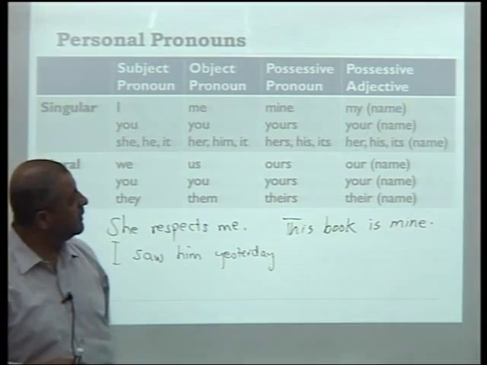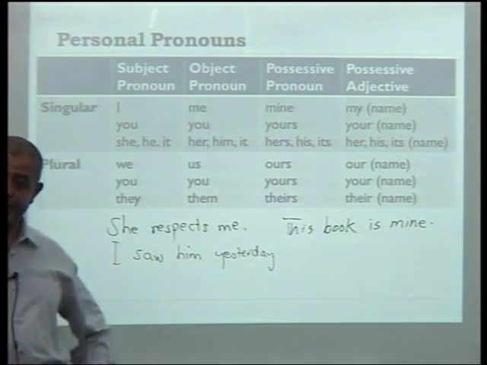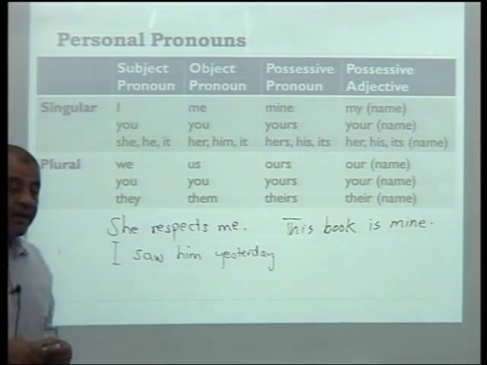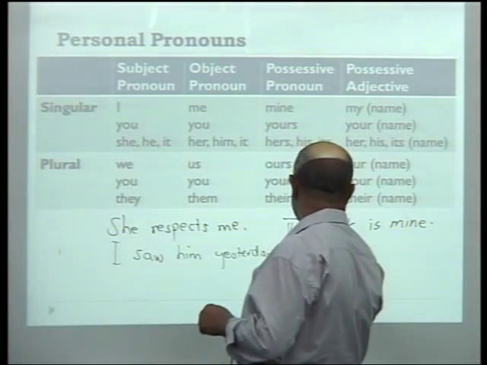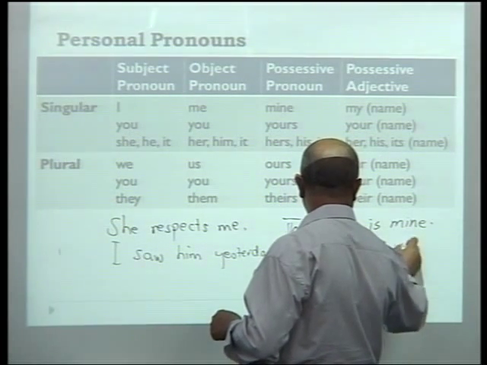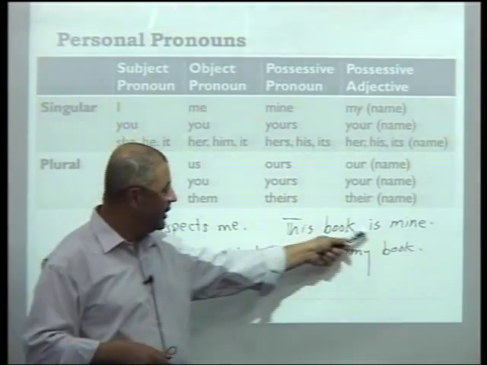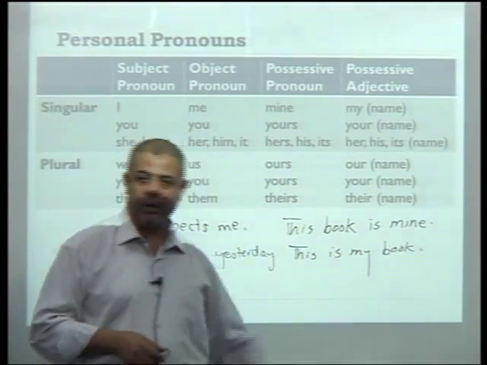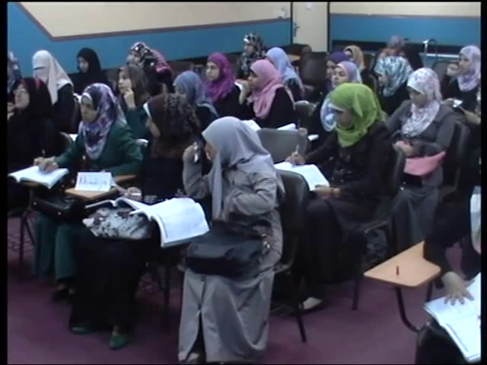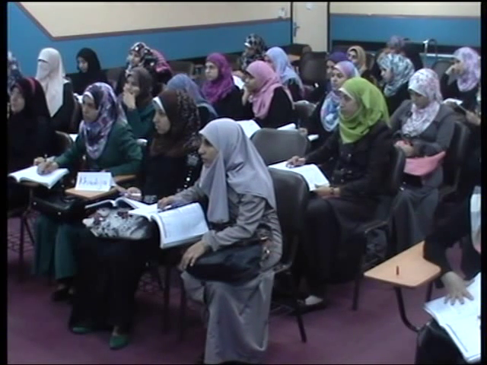And the last group again, possessive adjectives. So we have possessive pronouns and possessive adjectives. This is my book. Now, what's the difference between the first group and the second group? Look, mine and my book. Who can give me the difference? This is my book, followed by a noun. But mine cannot be followed by a noun.